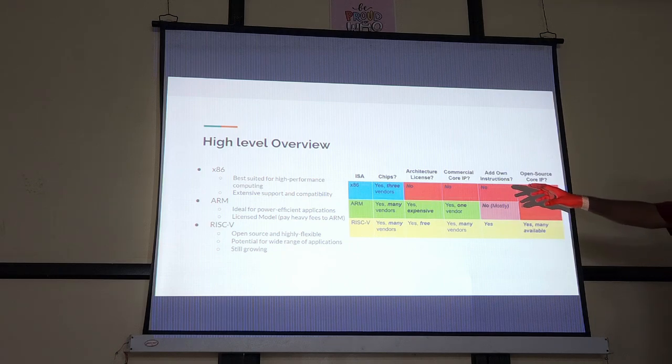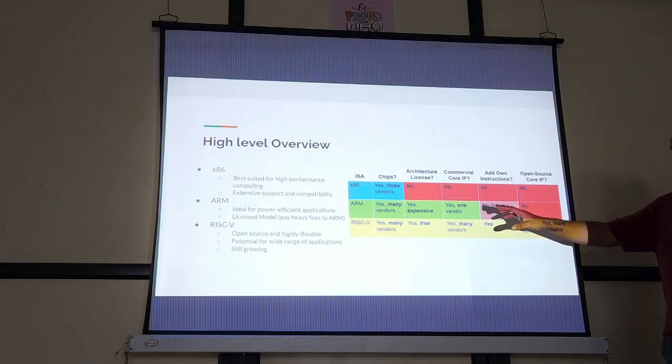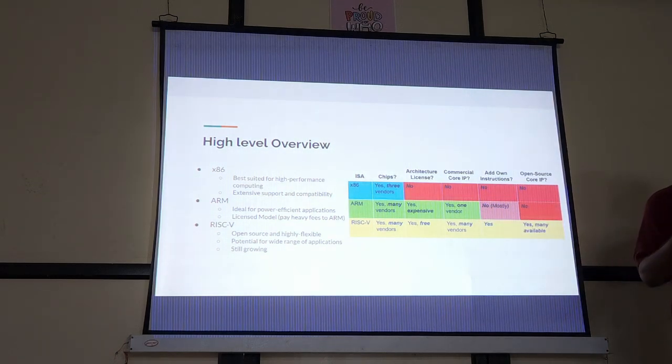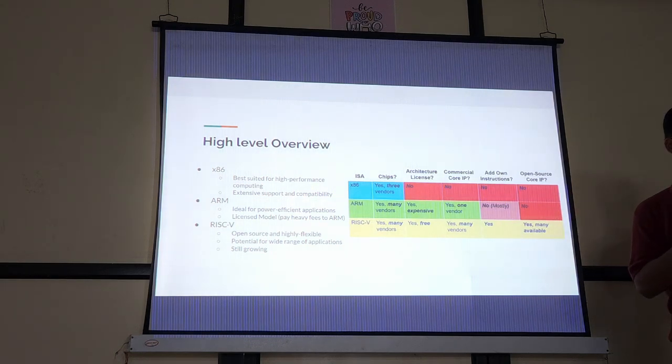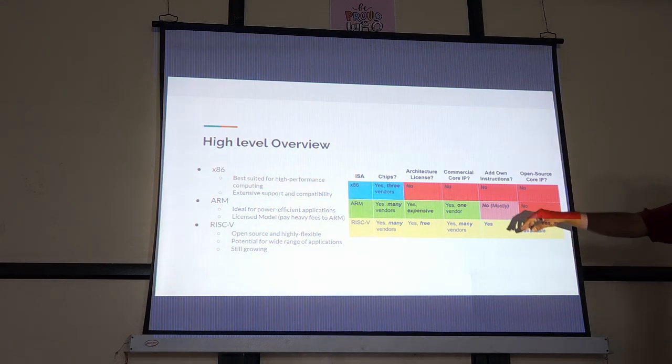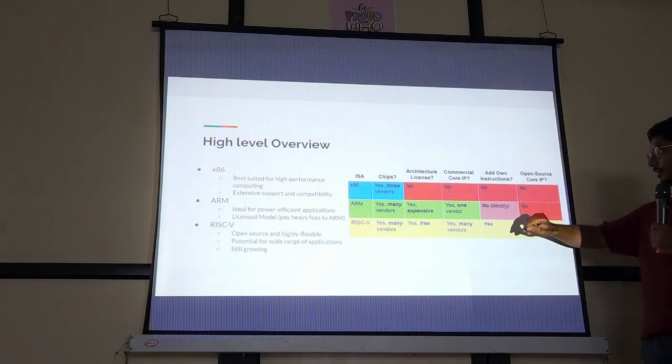Then for the architecture license. For x86 there is no architecture license available, like you need to purchase the license and it's not free. Then ARM has an architecture license and it's quite expensive. Really, really expensive, and they try to sue you easily if you are not following them properly. Then for RISC-V, yes, there is a license, but it is free, just like the one I showed you, the commercial and the open source license. So there are these two tiers.